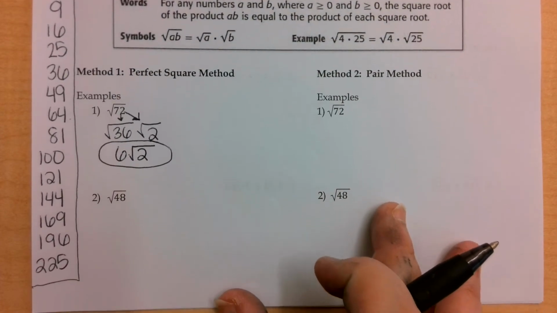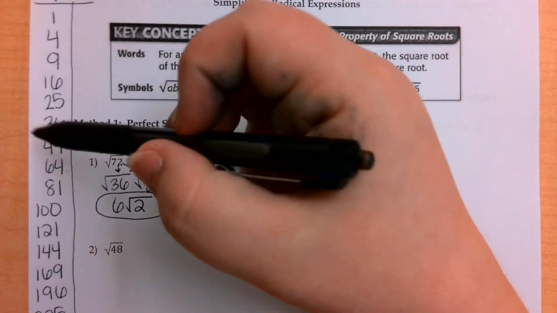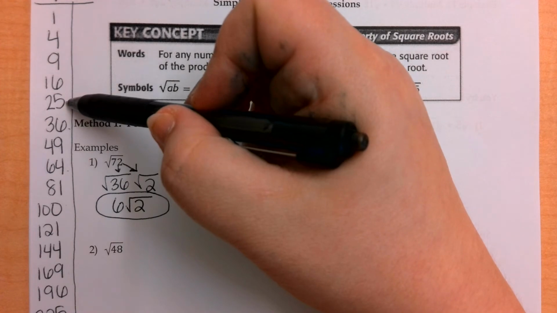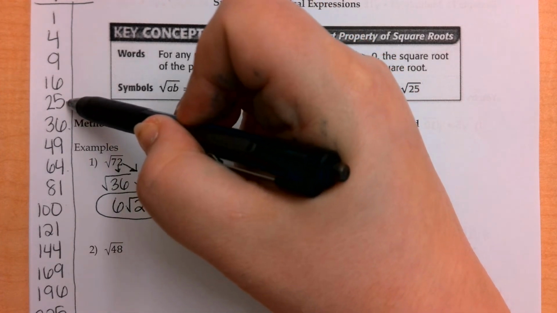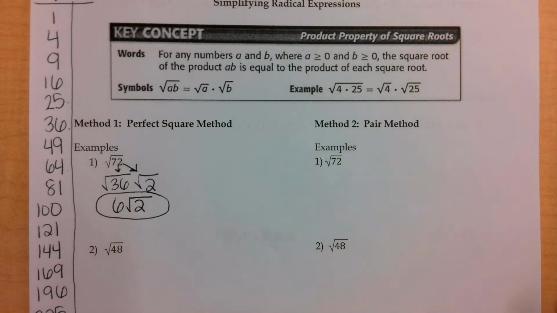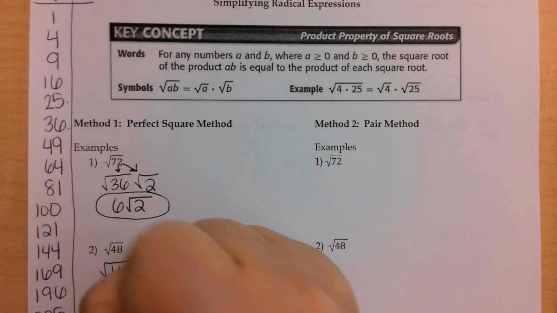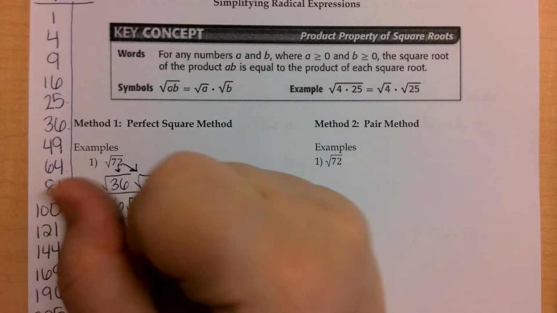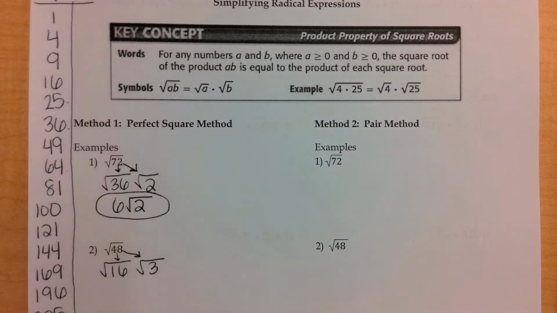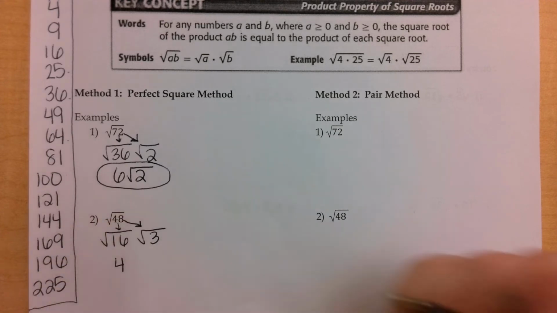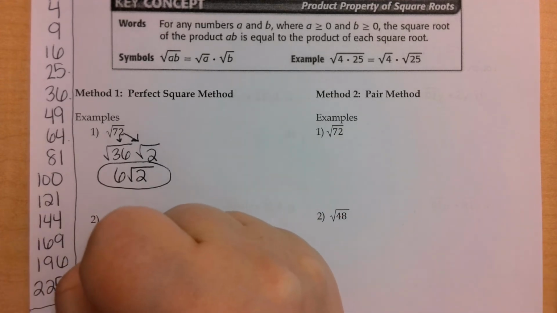Alright, let's try 48. So I will think, what numbers? I can't divide 48 by 36. Cannot divide 48 by 25. I can divide it by 16. So 48 divided by 16 is 3. So 16 times 3 is 48. So I broke it up into 2 different square roots. Now the square root of 16 is 4, and the square root of 3 just stays as the square root of 3.